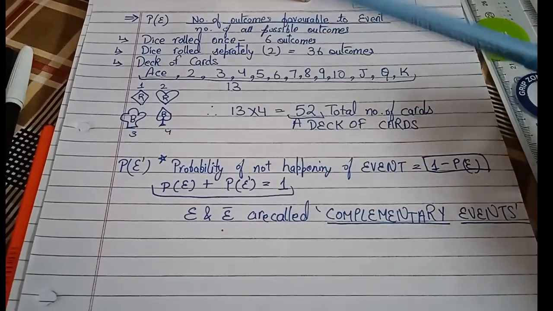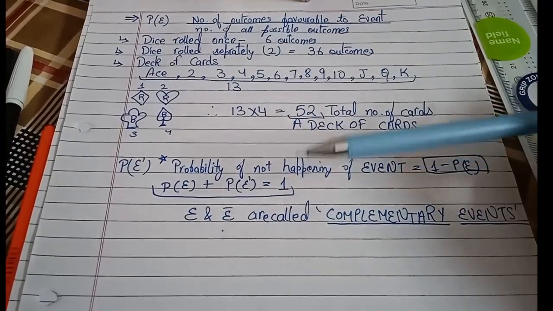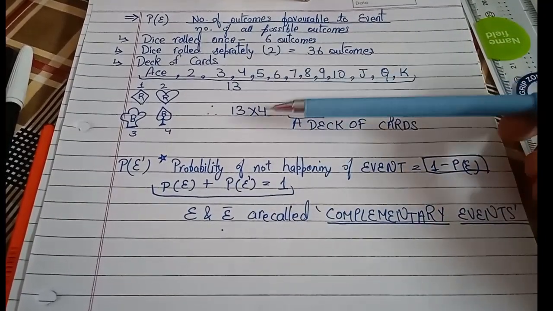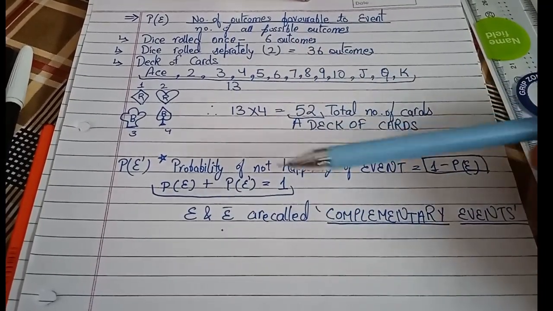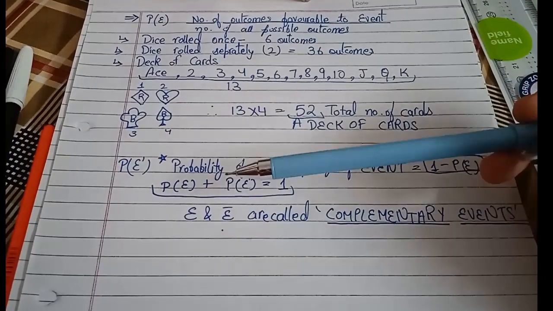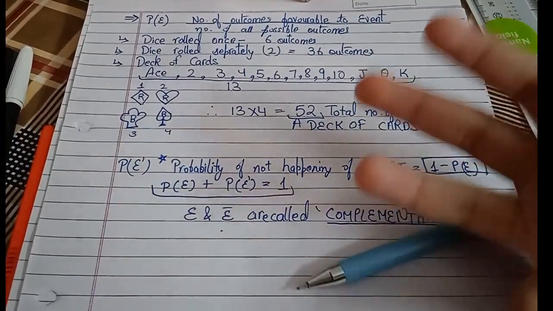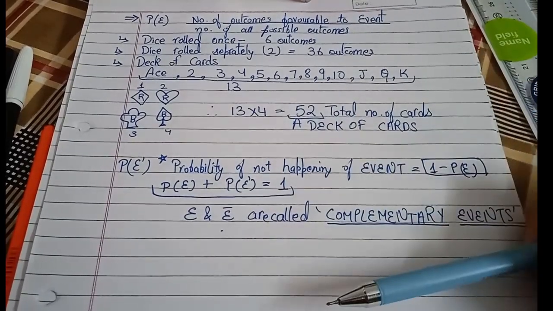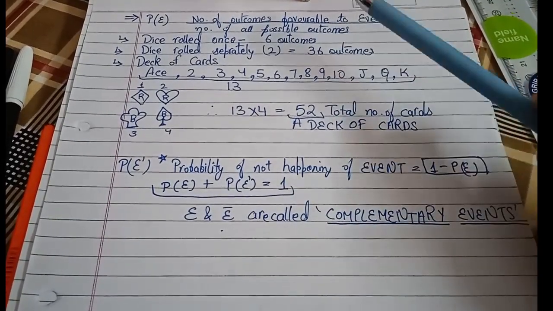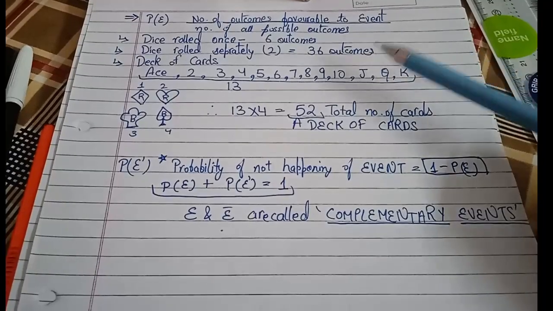Now, if you roll a dice once, you have 6 outcomes. You have the number 1, 2, 3, 4, 5 and 6. But there are some questions in which they tell you that 2 dice are rolled simultaneously or rolled together. In that case, you will have 36 outcomes and you should remember this point.